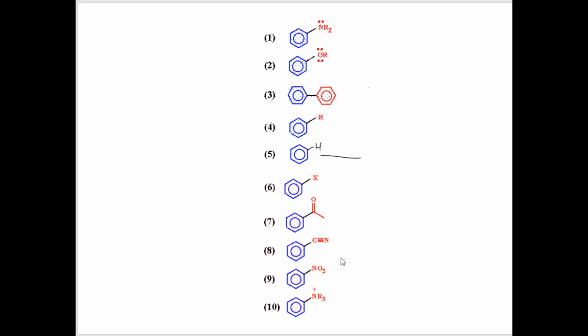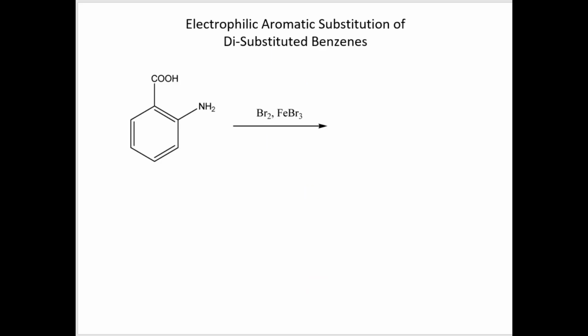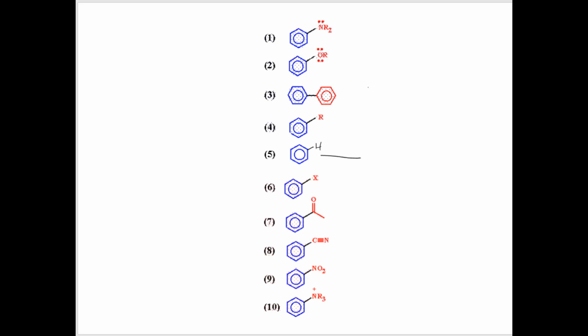You need to know how they are ranked, because in order to do problems of di-substituted rings, which we can do now, we are basically, as we said in the last lecture video, going to look at the groups that are attached to the ring. The group that is the highest on this listing will then do the direction.